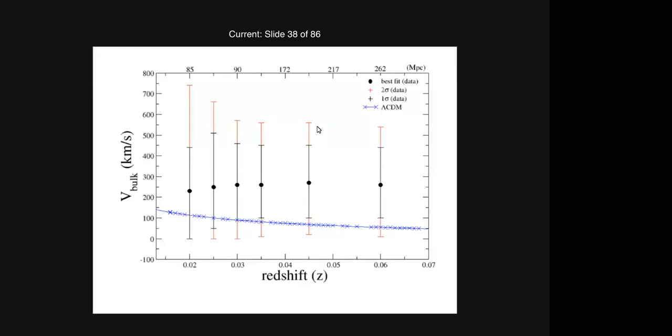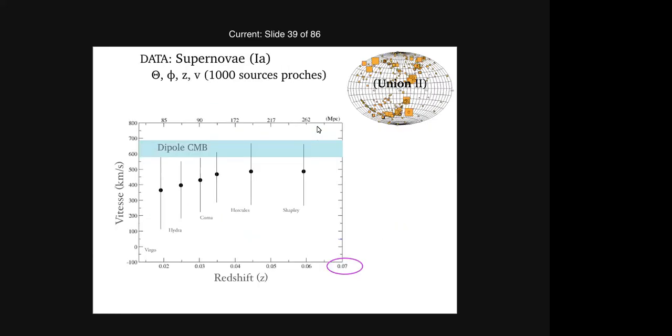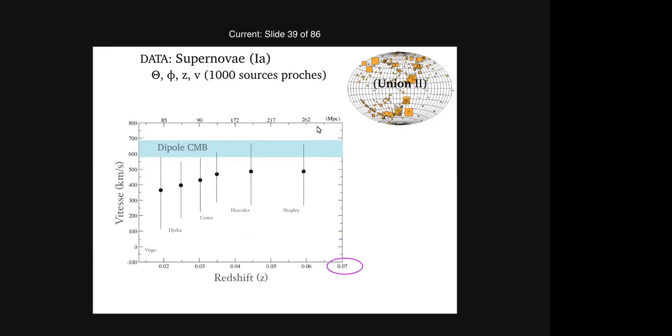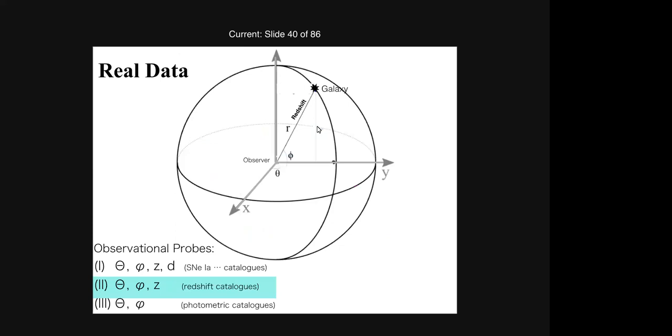And this is the prediction from the FLRW metric plus first-order perturbation on that, basically lambda CDM. So it sort of agrees with the assumption of homogeneity and isotropy at z equals 1 to 0. But I only have about 1,000 sources, so the error bars are huge. And so it would be nice to have more sources.